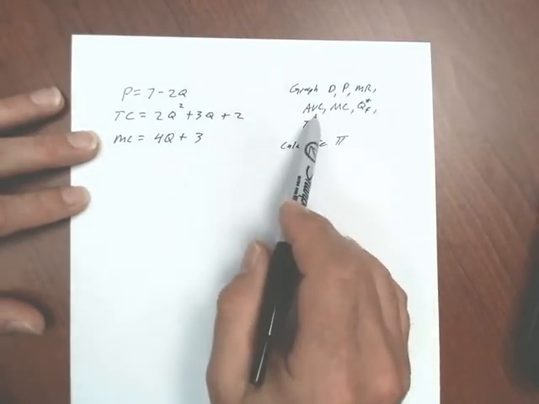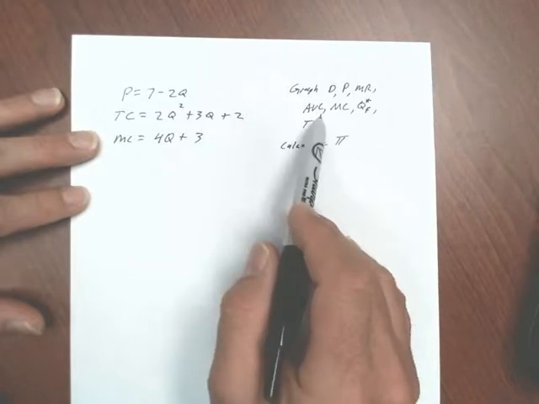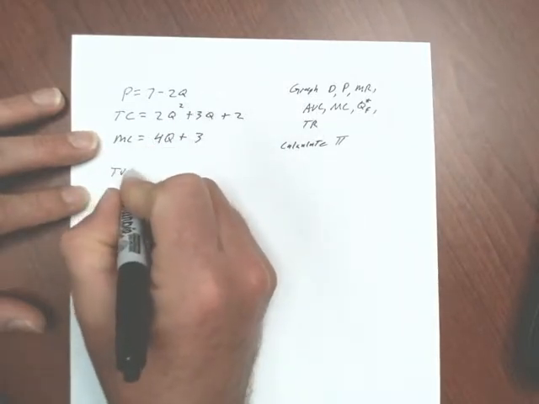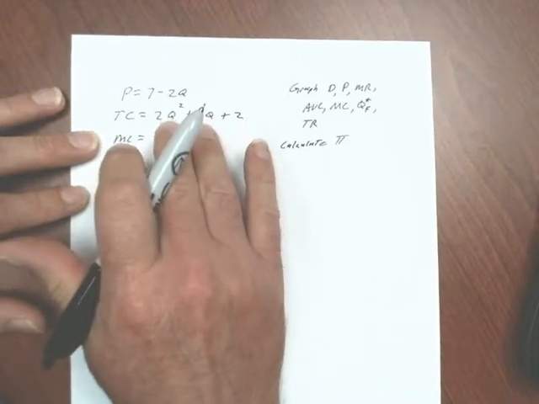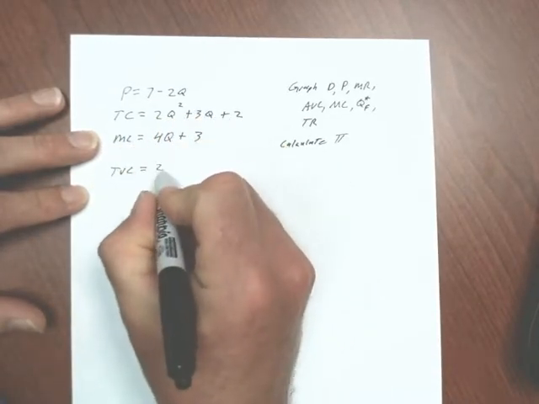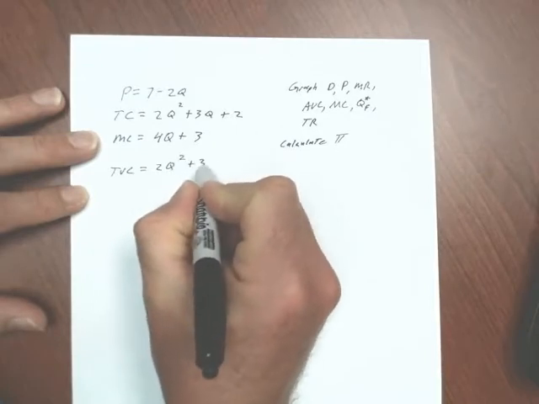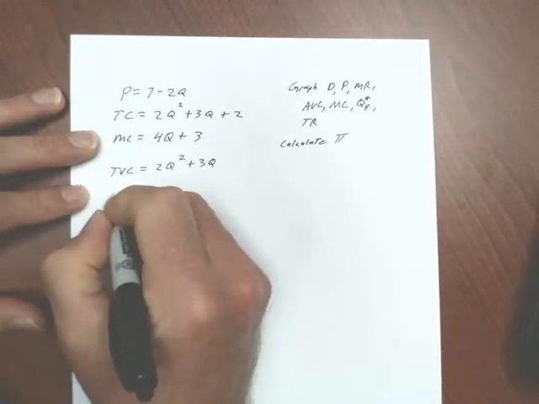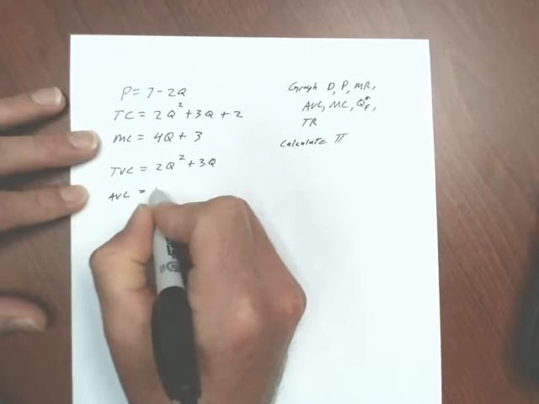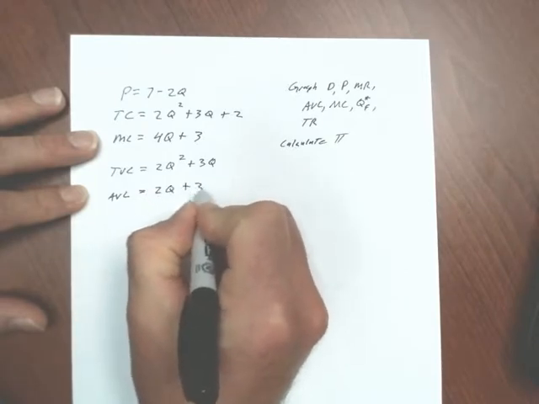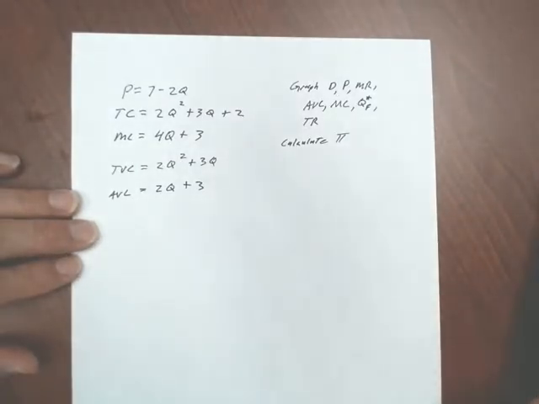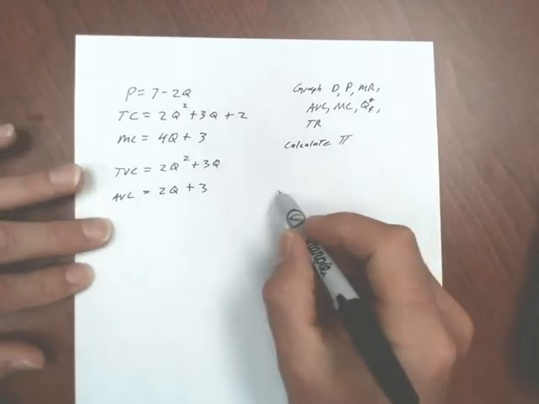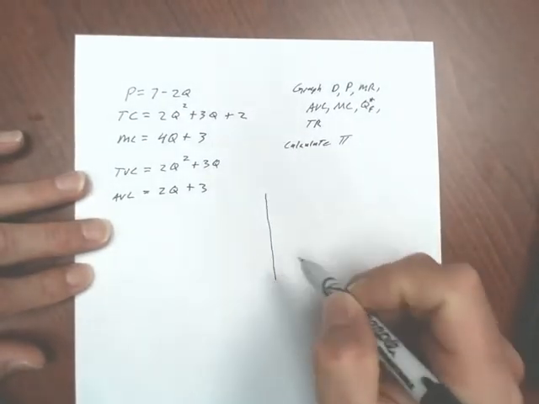So we know we have to get to AVC, so let's go ahead and calculate that now. Total variable cost equals the portion of the total cost function that is a function of Q. So that would be 2Q squared plus 3Q. So then AVC equals 2Q plus 3. Now we're well on our way to graphing what we have.